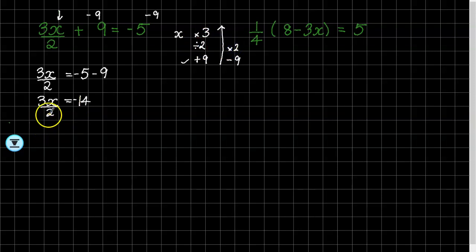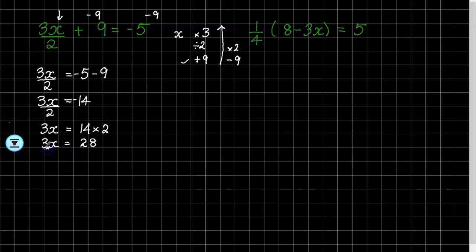So get rid of the divide by 2, we're going to times the other side by 2. Again, technically we're timesing both sides by 2, but when I times the left by 2, the 2's cancel out. So bring it over here, get rid of the divide by 2, times the other side by 2. So now I'm left with 3x equals 14 times 2, that's 28.